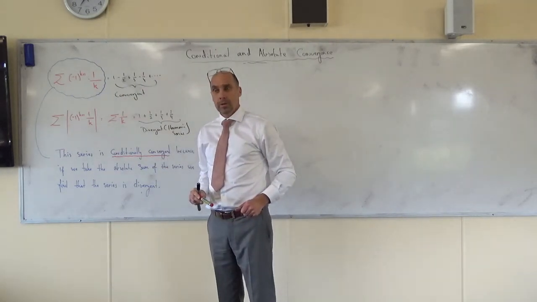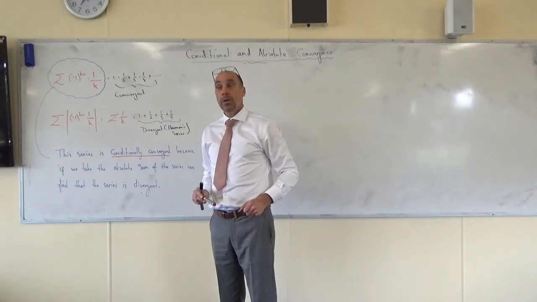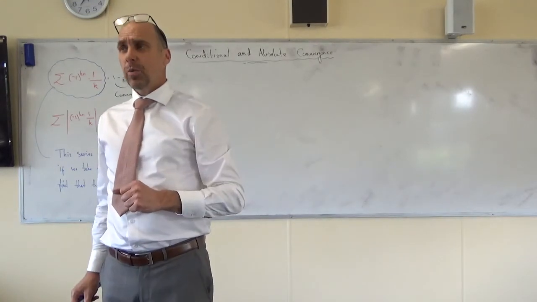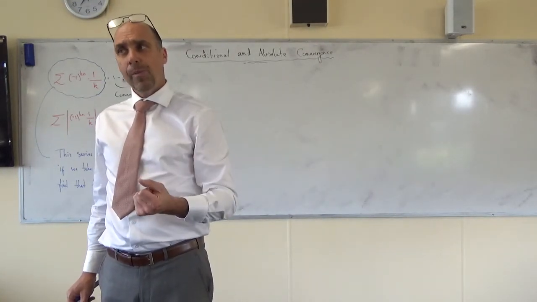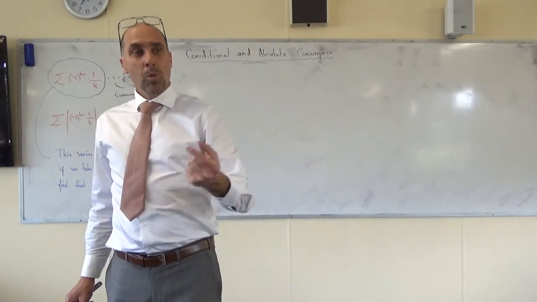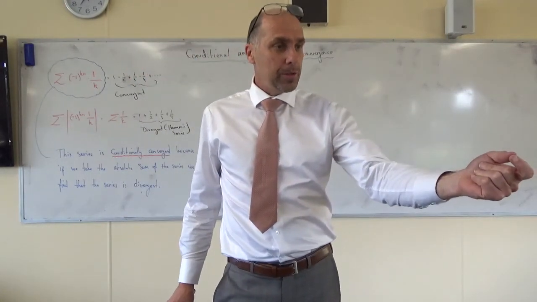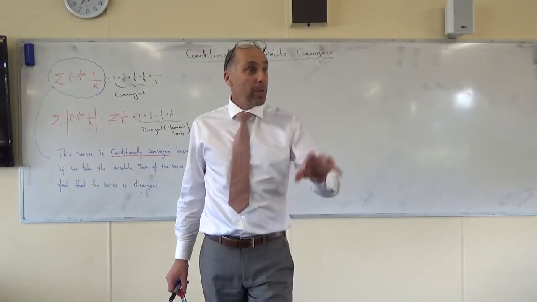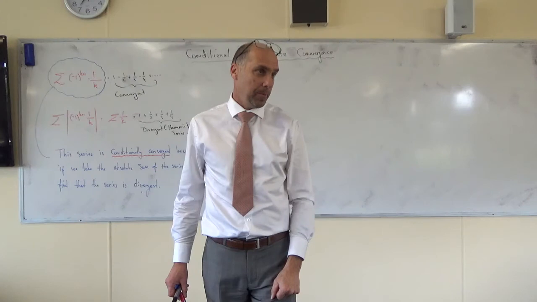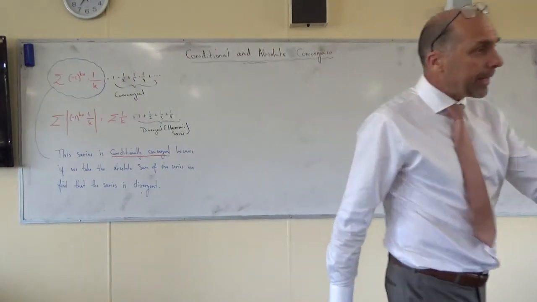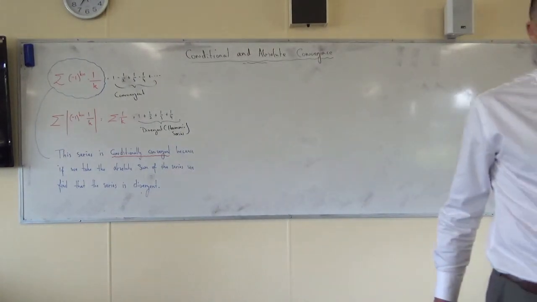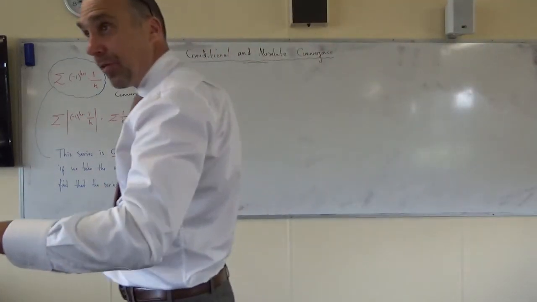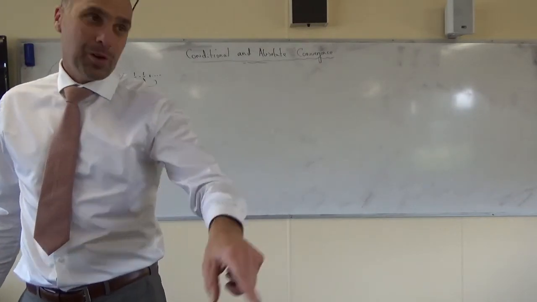This one is different to the one that you said. Let me show you what absolutely convergent is. What's absolutely convergent, do you think? When the alternating series is convergent and when the absolute value of the series is convergent, we call this absolutely convergent. Therefore, if any series is absolutely convergent, then it's convergent.